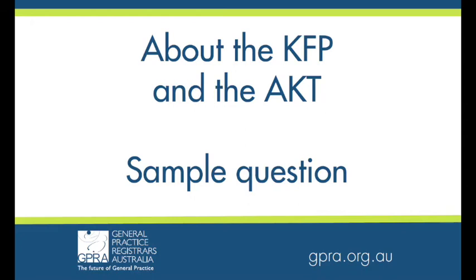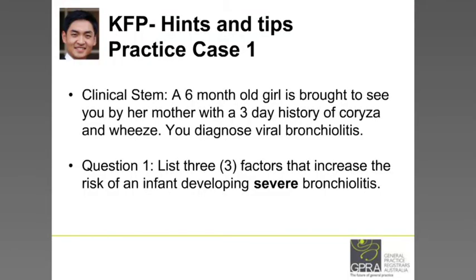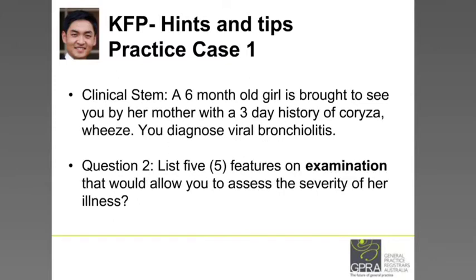Okay, so this is the first practice case, and this is the first part of the question as well. I'll give you a few minutes to read through it and to list your answers in the text box. The case is for a 6-month-old girl brought to see by her mother with a 3-day history of coryza and wheeze. Coryza meaning snotty nose, mucousy discharge, that sort of thing. And you diagnose viral bronchiolitis.